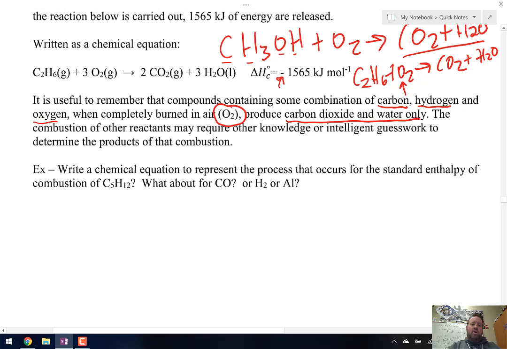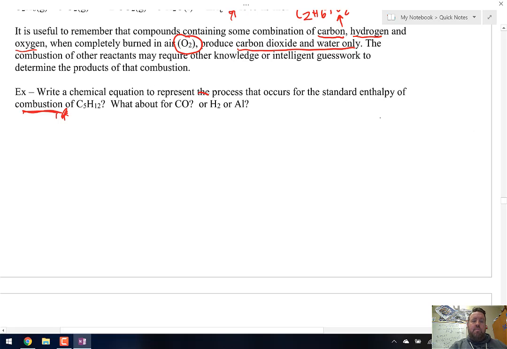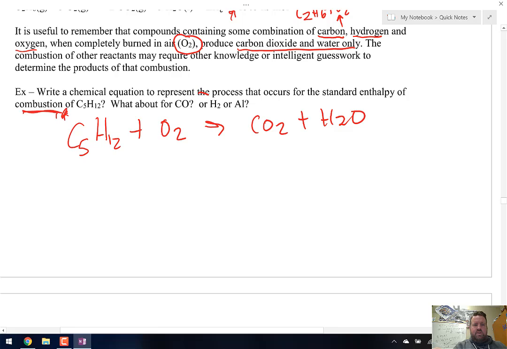Okay, so in this example, we're going to write a chemical equation to represent the process that occurs for the standard enthalpy of combustion of C5H12. If it says the combustion of C5H12, we know that's going to be C5H12. If something combusts, it's O2, and again, it makes CO2 and H2O.